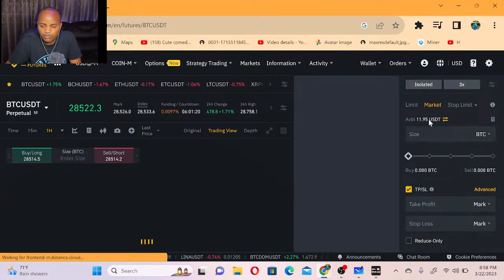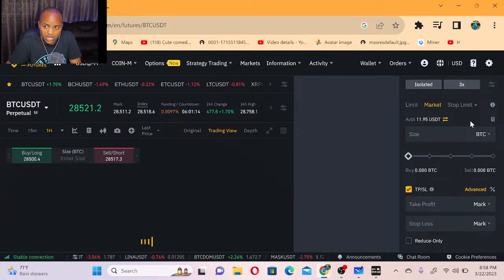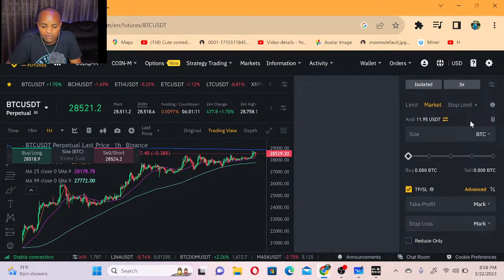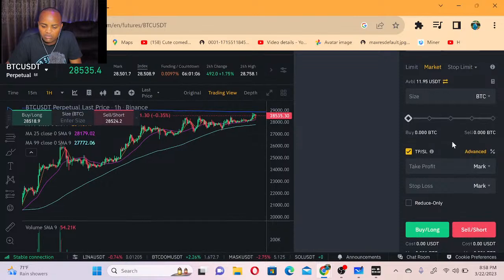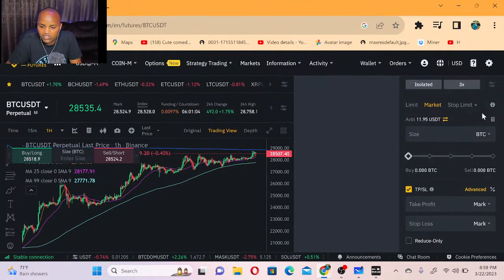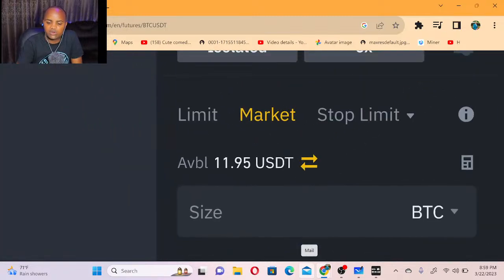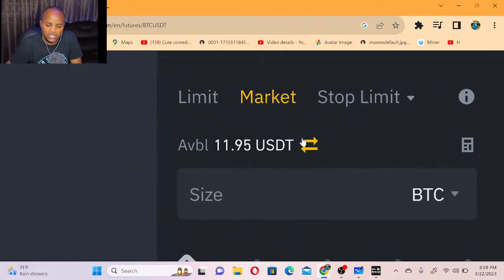So I have 11.95. I'm going to transfer this amount of money. Remember, if you made a profit, you can just decide to withdraw the profit and leave the capital. But in this case, I'm going to transfer this amount of money and just withdraw it. It's going to be very easy. There are two ways that you can do that. To transfer your money, you can click these two arrows. You see these two arrows here.